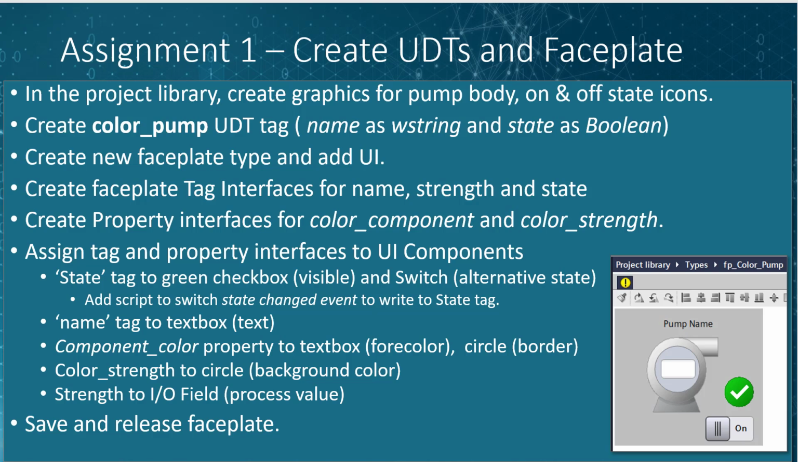If you haven't been following along with the video, then go ahead and create your user data types, graphics, and your color pump faceplate. So in the project library, add your graphics for your pump body and on and off state icons. Create your color pump UDT tag, and then create your new faceplate type and add the user interface. You'll need tag interfaces for name, which is going to be the pump name, strength, and state. You'll need property interfaces for your color component and color strength. Then, back on the visualization tab, assign your tag and property interfaces to the applicable UI components. Once you've finished assigning everything, then save and release your faceplate.